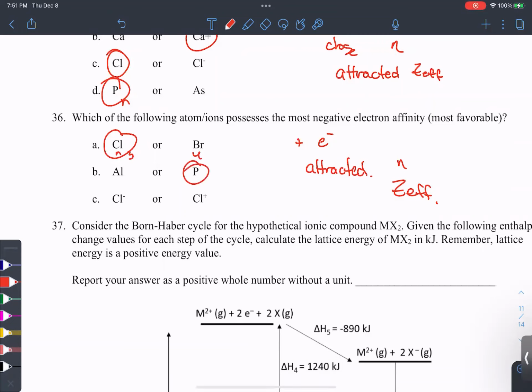Phosphorus, because it's smaller, or because look at its Z effective as well. Aluminum's +3, phosphorus is +5. If you're an electron, are you attracted to a 3 or a 5? A 5. So you're going to release more energy once you grab onto that +5. Okay.